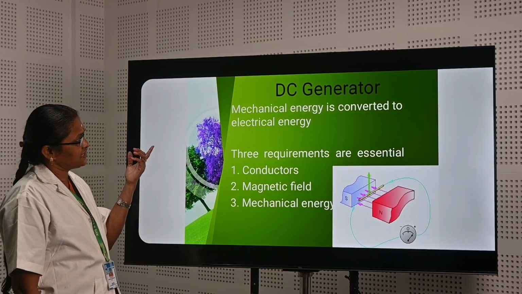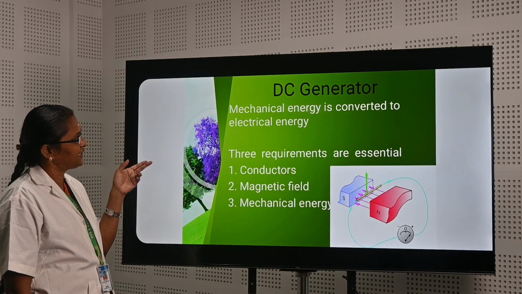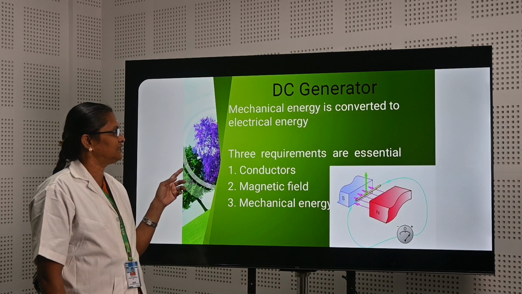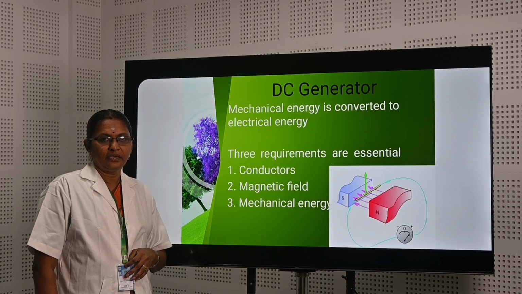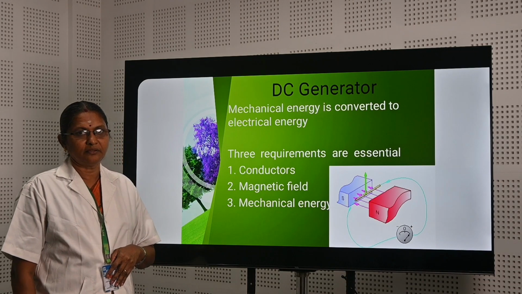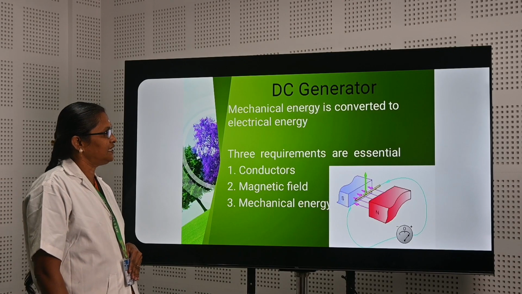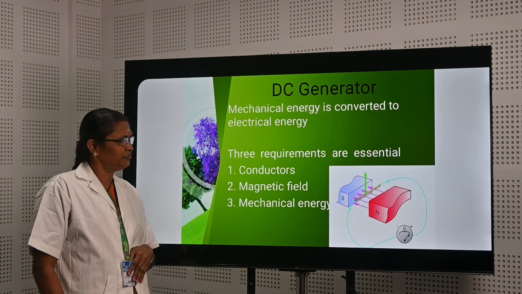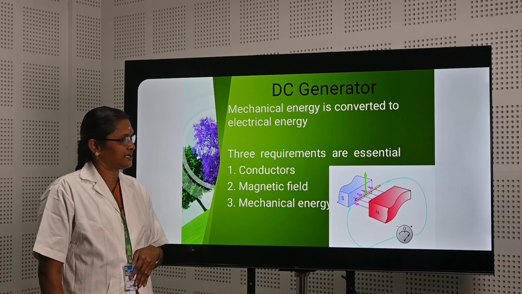First we see the topic DC generator. Generator means mechanical energy is converted into electrical energy. There are two types of generator, AC generator and DC generator. The system that produces AC is known as an AC generator. DC generator means if you take a DC supply, that device is known as a DC generator.